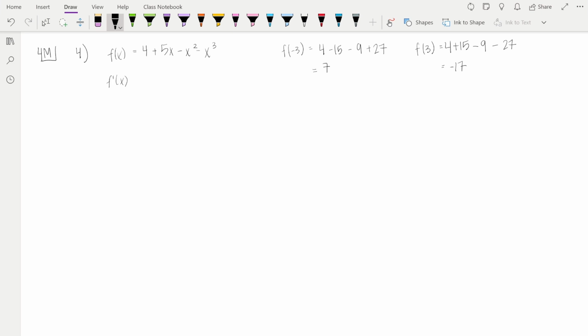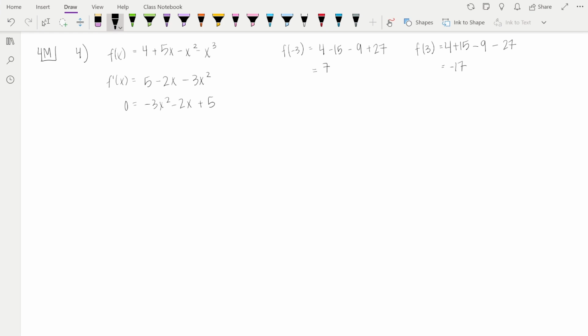So f prime of x is 5 minus 2x minus 3x squared. We find our extrema by setting the first derivative equal to 0. I'm going to write this the other way around. It's easier for me to factor when I have them in descending order of exponents. It doesn't really make a difference, but my brain wraps a bit better in the standard order.